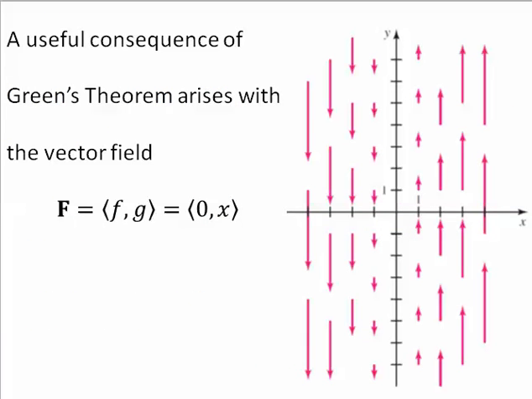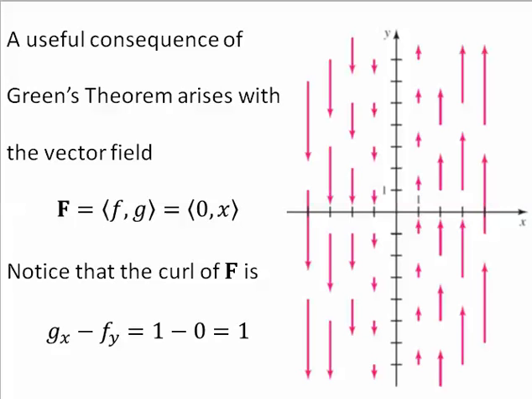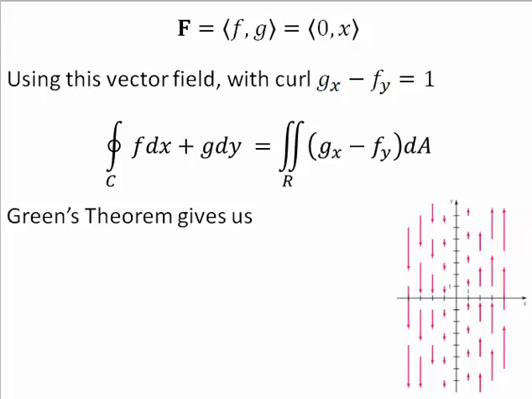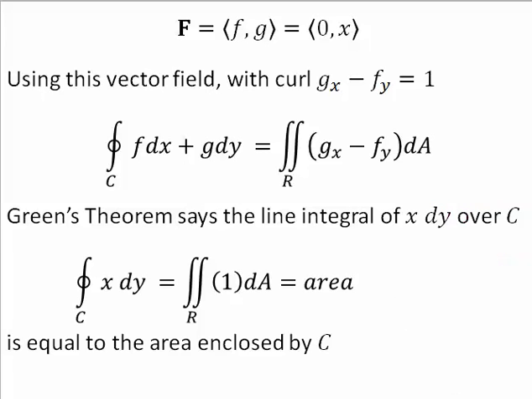A useful consequence of Green's theorem arises with this vector field. The curl of this vector field is equal to 1. And so Green's theorem tells us that the line integral of x dy over the curve is equal to the area enclosed by the curve.